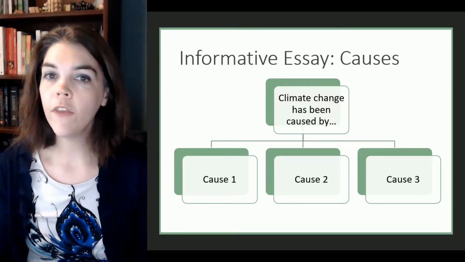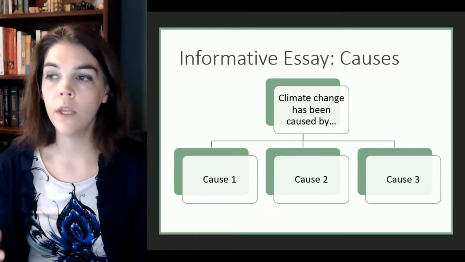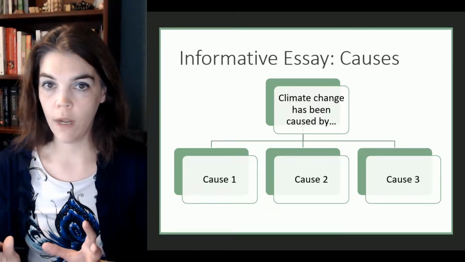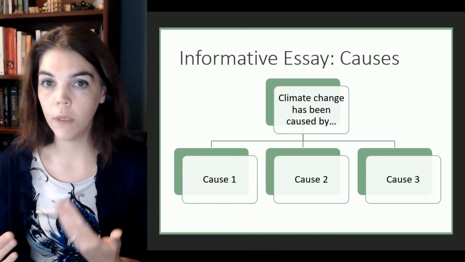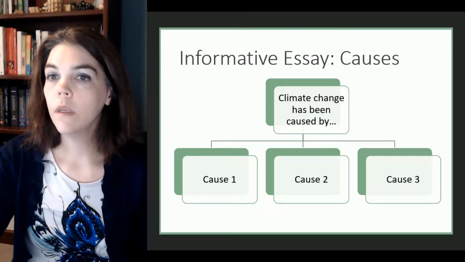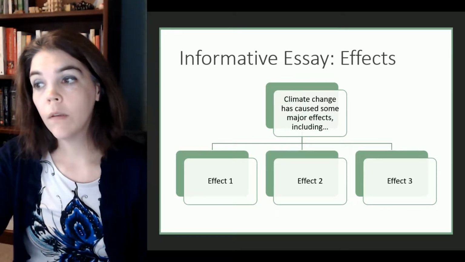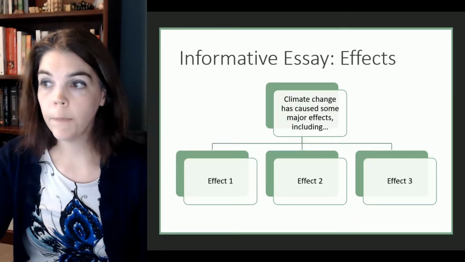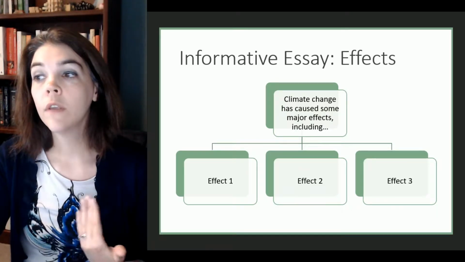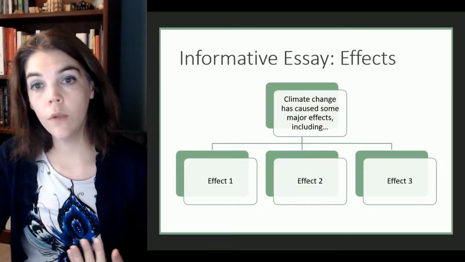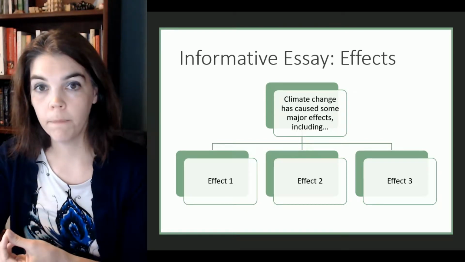And I think that this helps if you feel that writing an essay is just too much. Do this for right now. Make some ideas for this plan, and then it'll be easier to write. So if you're going to focus on effects, it's the same idea, but with 3 effects at the bottom. Maybe you say, climate change has caused some major effects, including effect 1, effect 2, and effect 3.